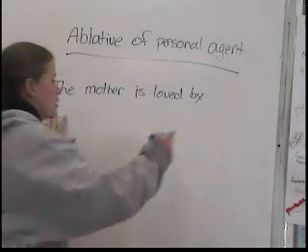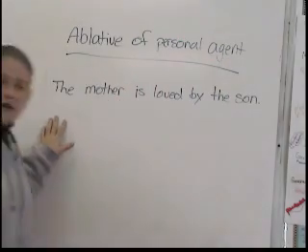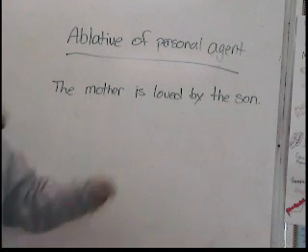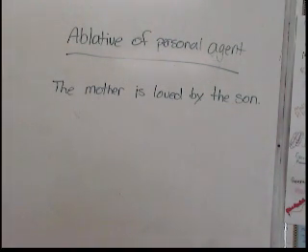Okay, the mother is loved by the son. So that's a perfect example of a passive voice. The mother is being loved. The mother is the subject. And we have by the son. And by the son is the ablative of personal agent.